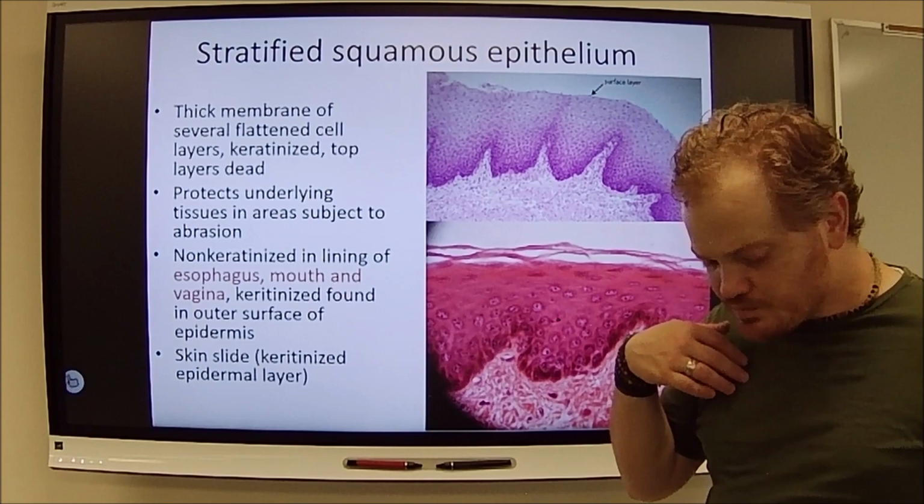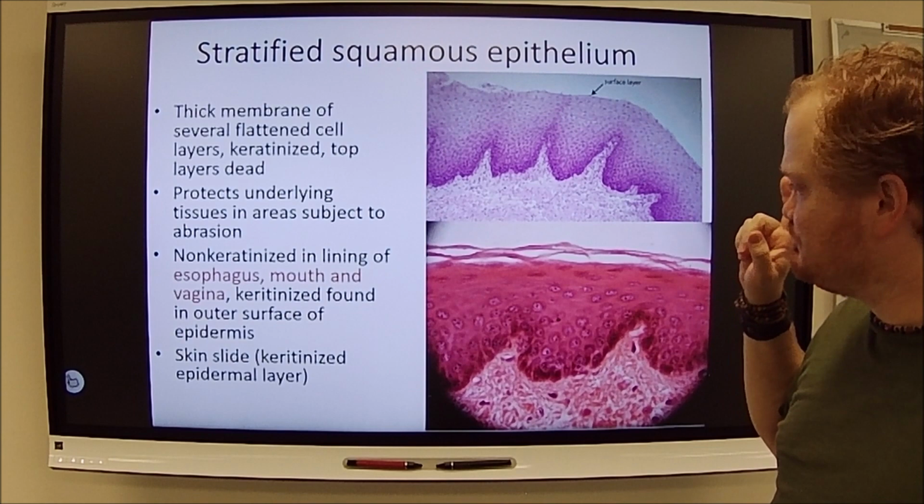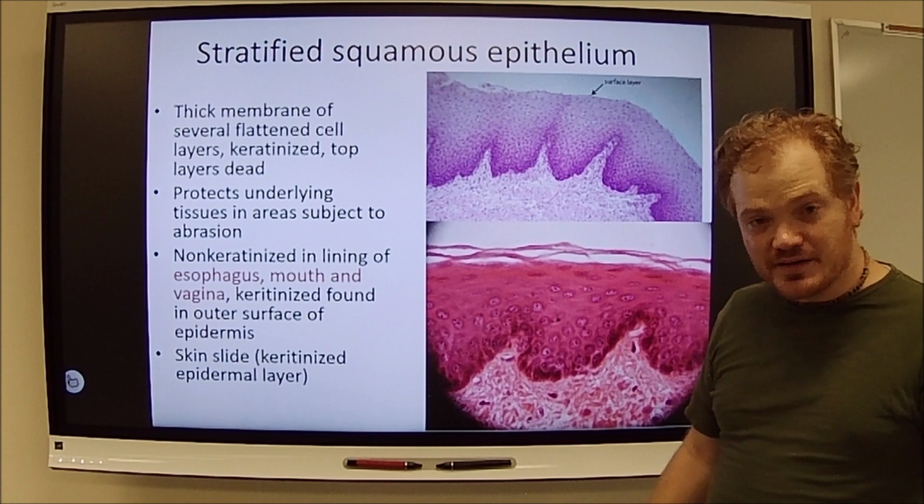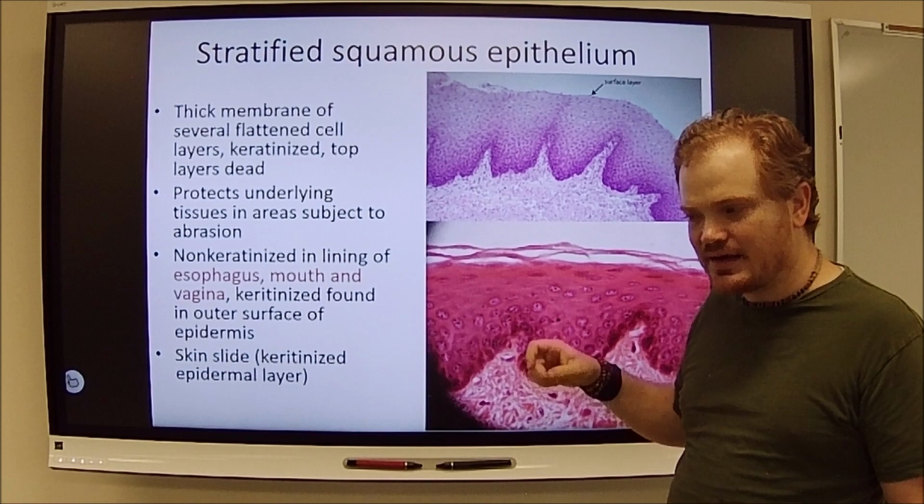Now, there are, as I said, a variety of different types of stratified squamous. There is keratinized and non-keratinized. Keratinized stratified squamous looks like this, with a flaky layer at the top. When you see that flaky layer, you know it's keratinized. Non-keratinized stratified squamous looks like this. It's kind of smooth at the upper surface.